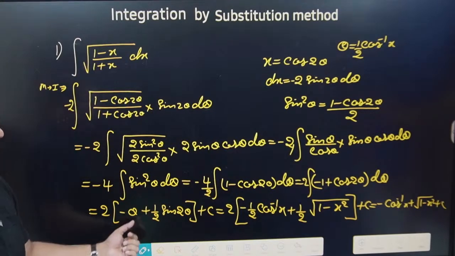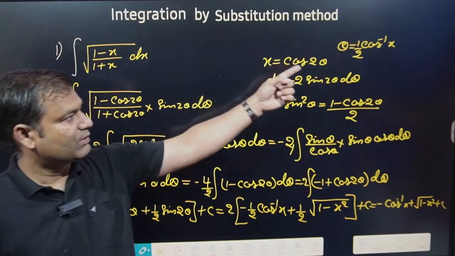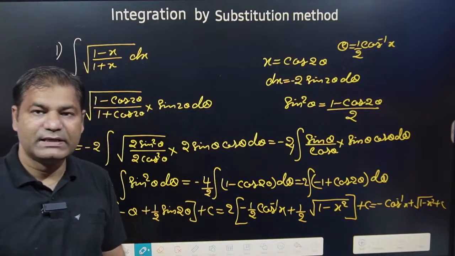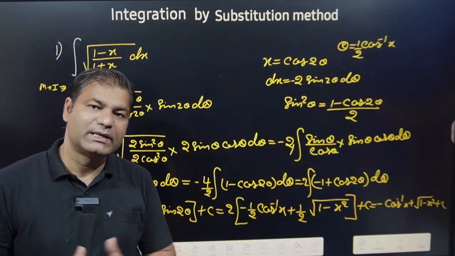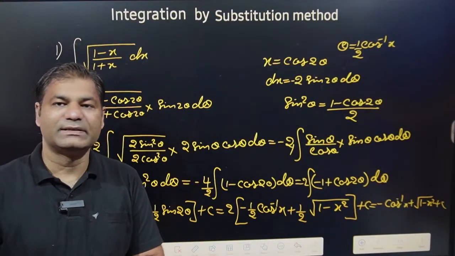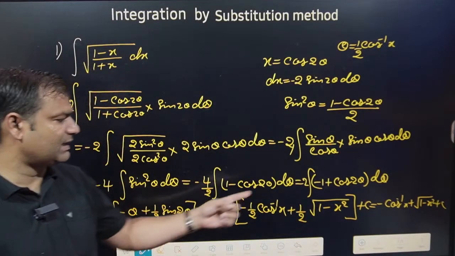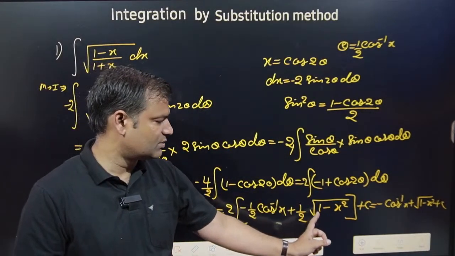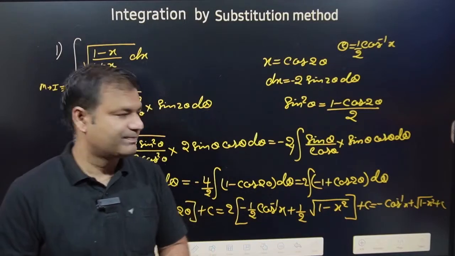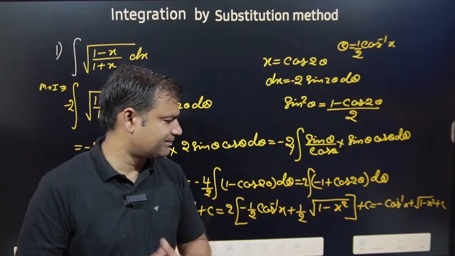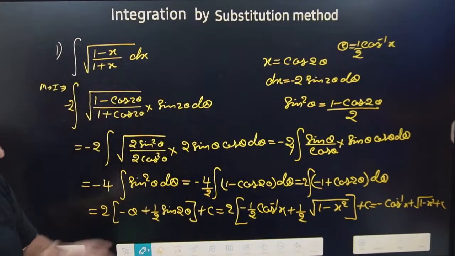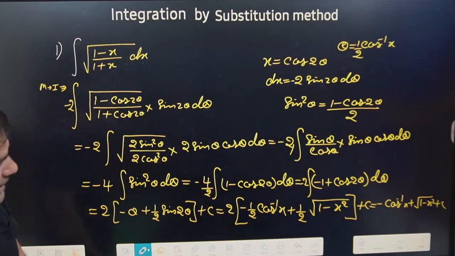Okay, theta is basically 1 by 2 cos inverse x, and sin 2 theta is replaced by under root 1 minus cos square 2 theta, and cos 2 theta is basically x, so under root 1 minus x square, and plus c. Okay, make it.